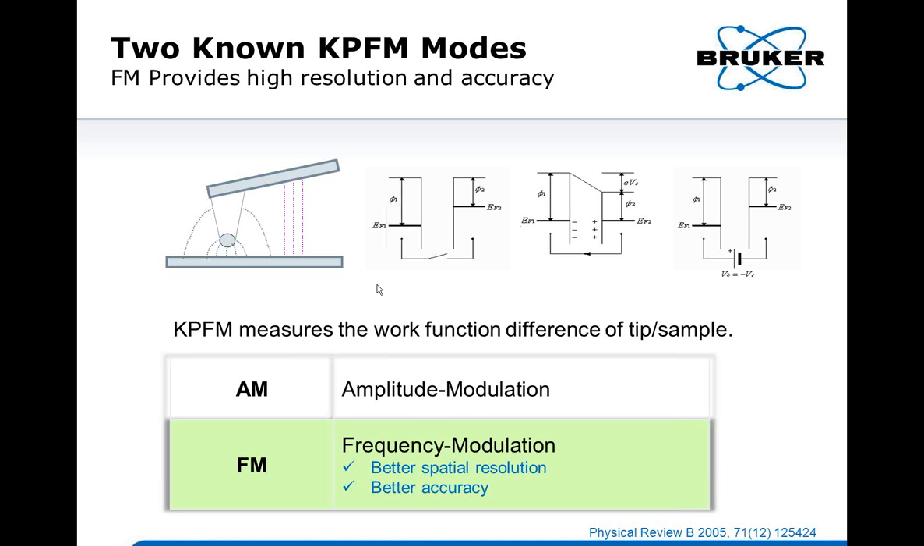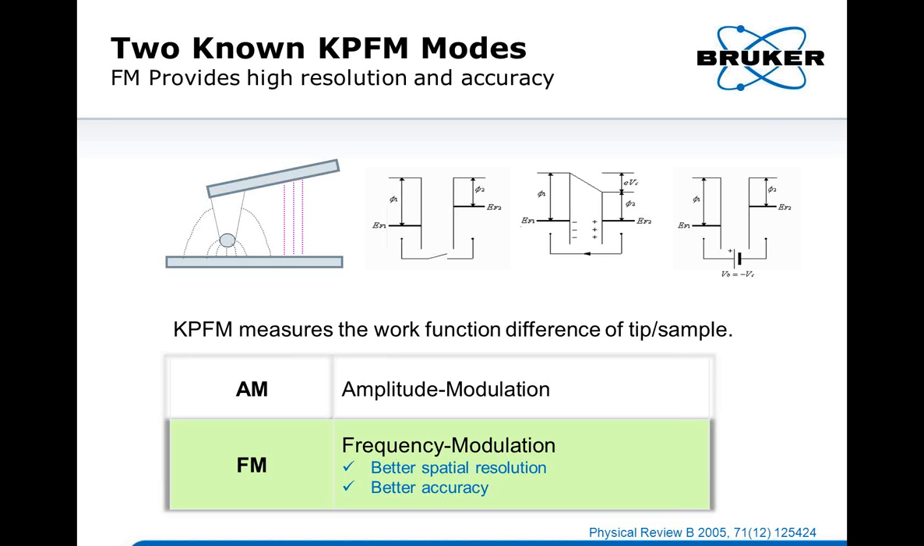Again, there are two major ways to do this for KPFM. One is amplitude modulation, and one is frequency modulation. So let's take a look. In the traditional Kelvin probe method, the macroscopic method, what you do is measure the current, and you see at which point the current drops to zero.